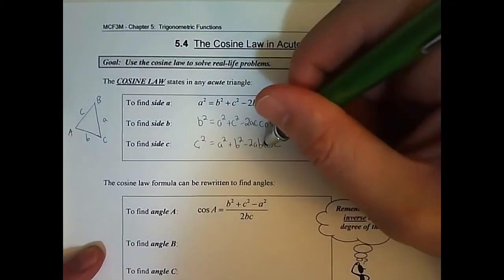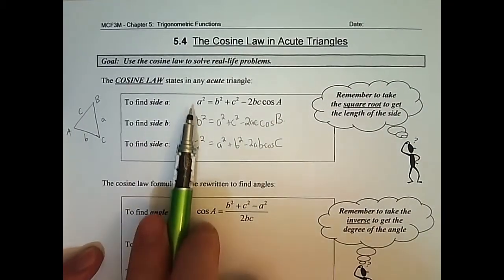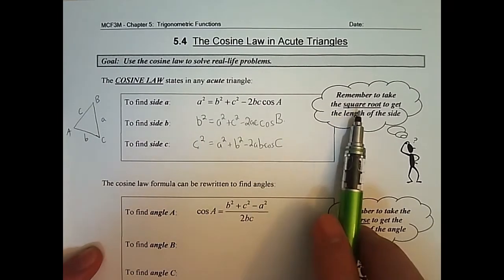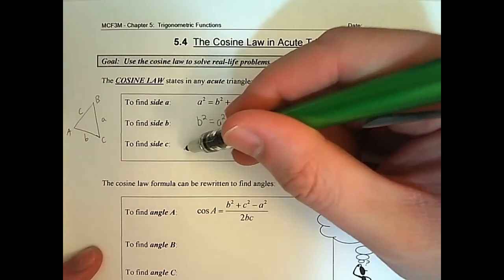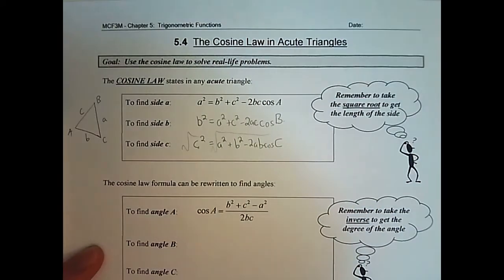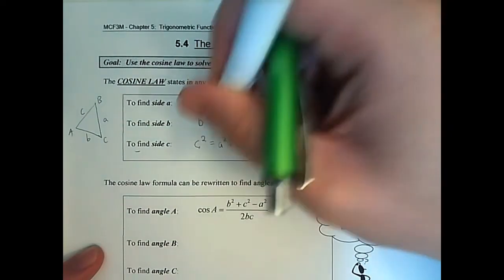Just a reminder, when we're isolating for any of these sides, we have a squared, so the opposite of that is the square root. So to find our answer, we're going to eventually have to take the square root of both sides near the end of our calculation. That's if we're solving for an unknown side.